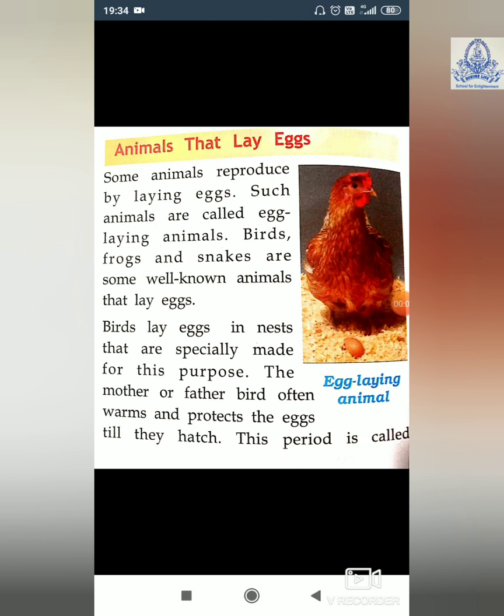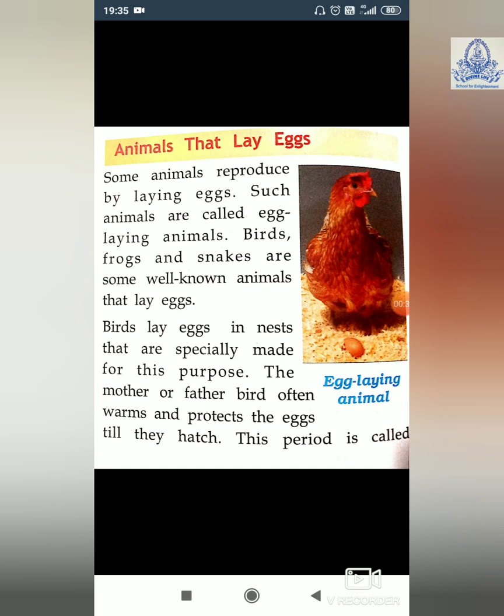Now, another kind of animals that reproduce are the animals that lay eggs. Some animals reproduce by laying eggs. For example, birds, frogs, snakes, these are the animals that lay their eggs. Such animals are called egg laying animals. Birds lay eggs in nests that are specially made for this purpose. The mother or father bird often warms and protects the eggs till they hatch.